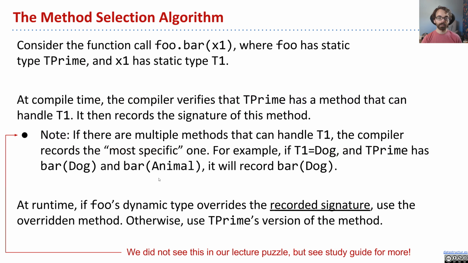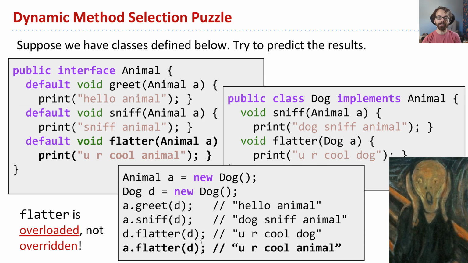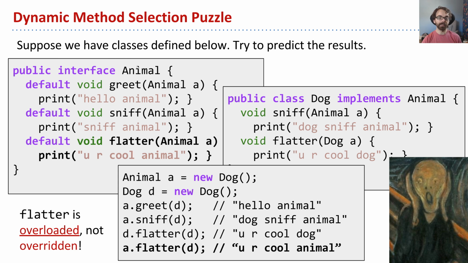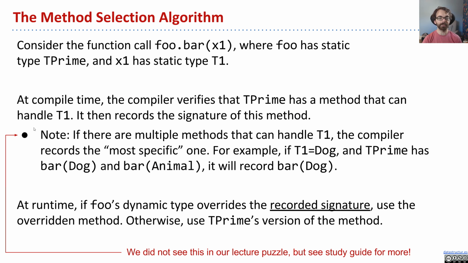Okay. Now, one little side note that I'm going to mention is if there are actually multiple methods that can handle t1, the compiler will pick the most specific one. That didn't apply in our little example here, but the study guide has questions like that. But for example, if the type was dog, and t prime, in this case animal, had both a flatter dog and a flatter animal method, it would pick the dog version because that's the more specific one. But we don't have such a method here. Okay, kind of an aside though.